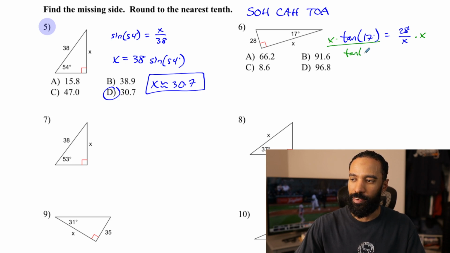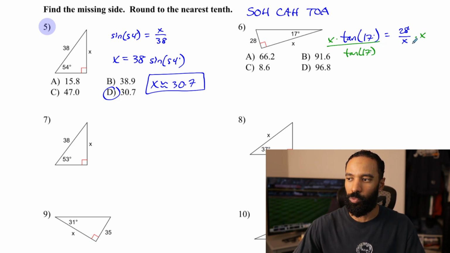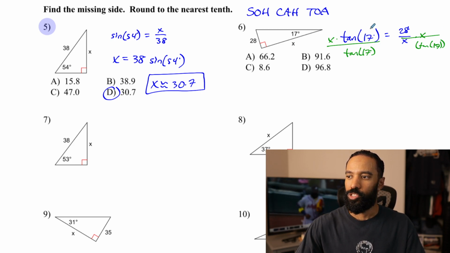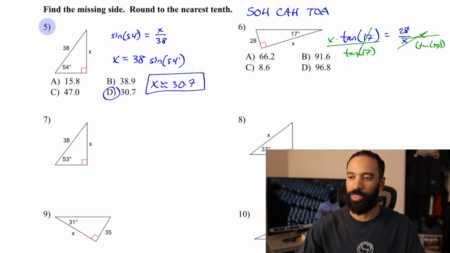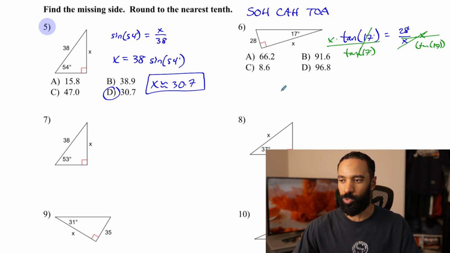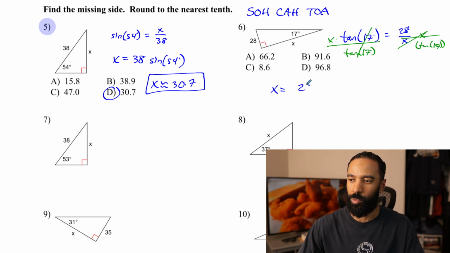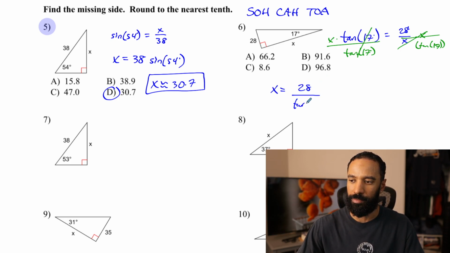As well as you want to divide everything by tangent of 17. I'm going to write these all in one step. You don't have to do that, but all over tangent of 17. Okay, so the x's cancel out there. Ultimately, the x and tangent of 17 switch places. You'll be left with x equals 28 over the tangent of 17.